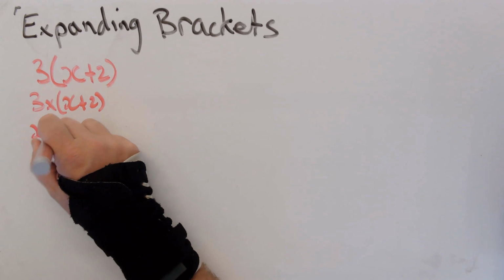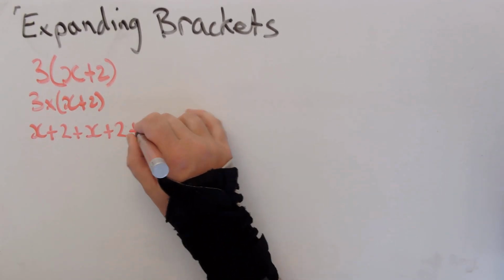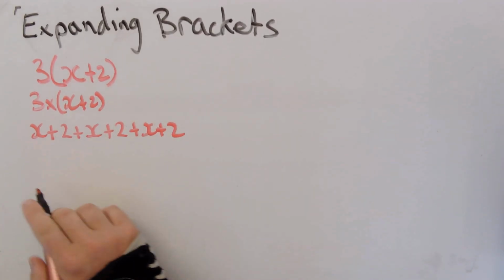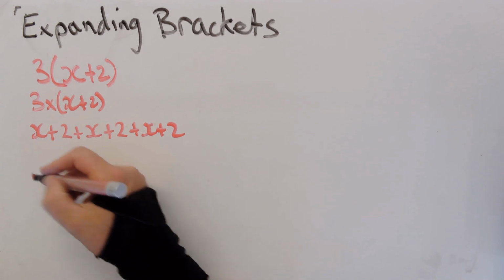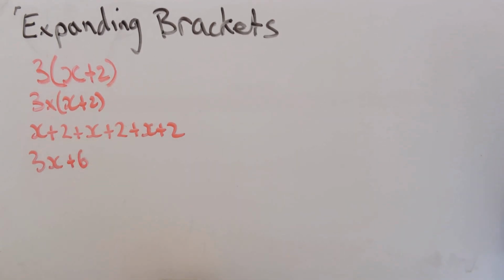So I'm going to write down each lot. Here's one lot of x plus 2, a second lot of x plus 2, and here's a third lot of x plus 2. Then I can go, well, x plus x plus x is going to give me 3x, and 2 plus 2 plus 2 is going to give me 6. This is a completely legitimate way of doing this.